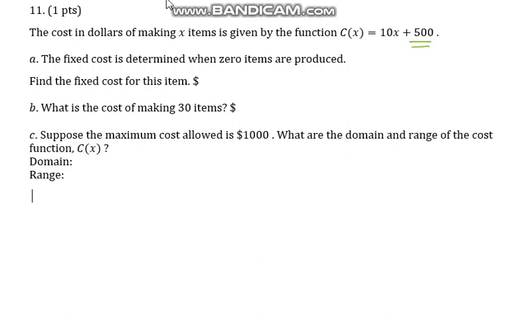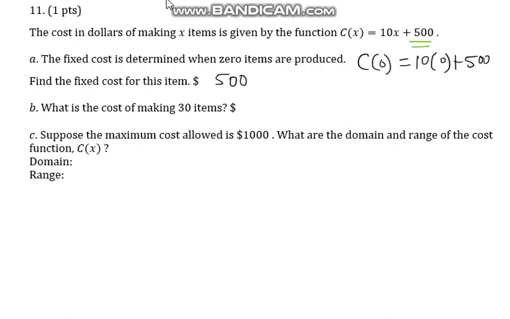And so algebraically, you can just set X to 0, and that's 10 times 0 plus 500, and we find the fixed cost for the item is $500.